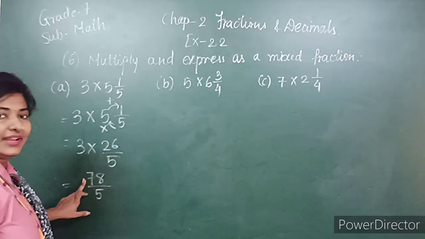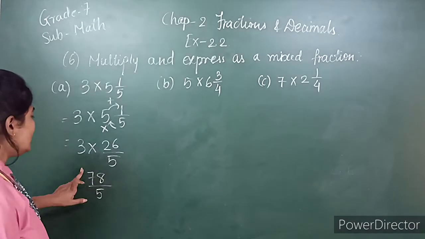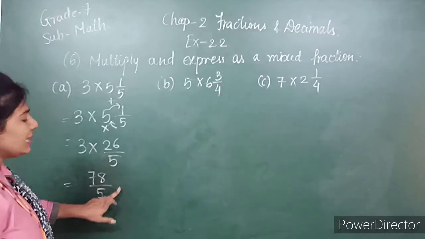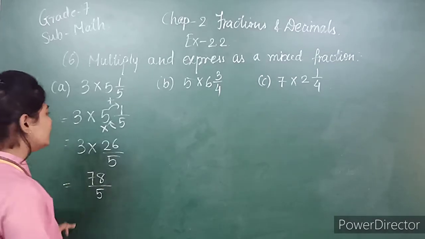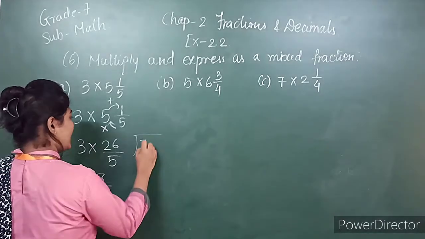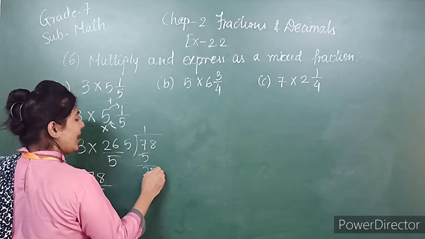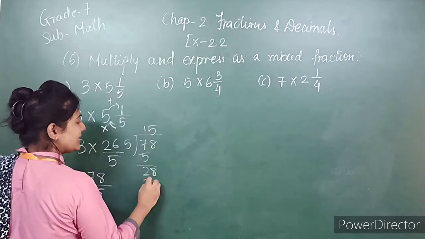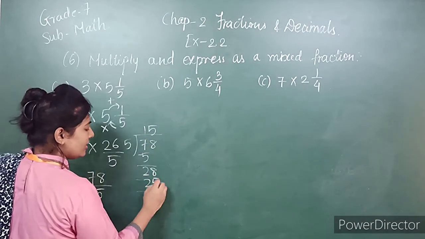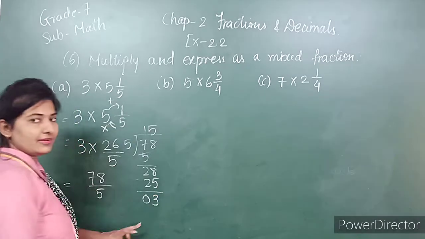So here the numerator is bigger than the denominator. So this answer is an improper fraction. So we have to convert it into mixed fraction form. So 5 1s are 5, here 2 and 8. 5 5s are 25, here 3 is the remainder.